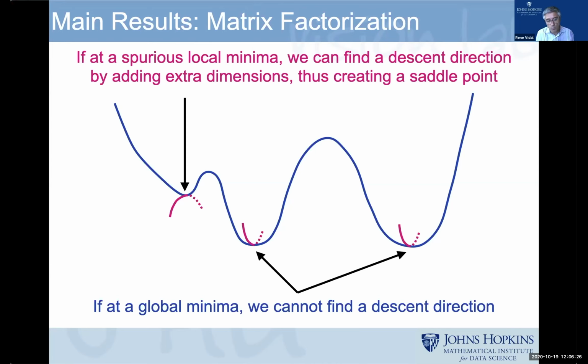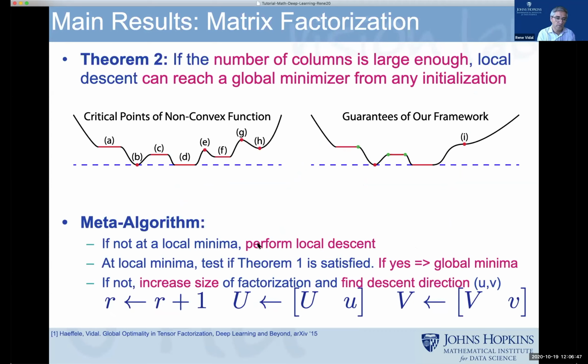However, if I was at a global minimum to begin with, if I add an extra dimension, I won't be able to further decrease the objective. And that is exactly what the theorem is saying, that if you try to add it, then you might as well add a zero and you're going to stay in the same place. So this provides the intuition for the second theorem. And the second theorem says that you can actually reach, at least theoretically, the global minimum from any initialization. And the proof of this theorem is really a constructive procedure, which is stated here by this meta algorithm.